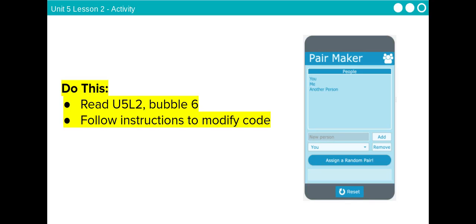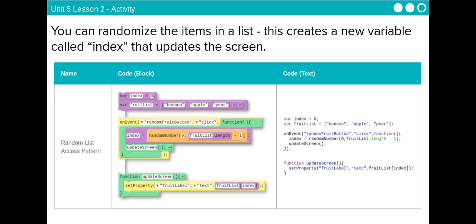Read Bubble 6 and modify the code. It is important to realize that you can randomize the items in a list. In this programming example, a new variable was created called index that uses a familiar block of code called random number and the list length code that we learned today. This function will update the screen with something from our original list.